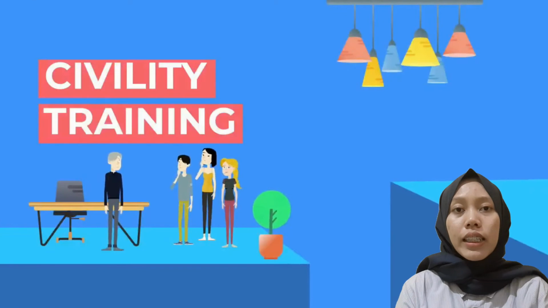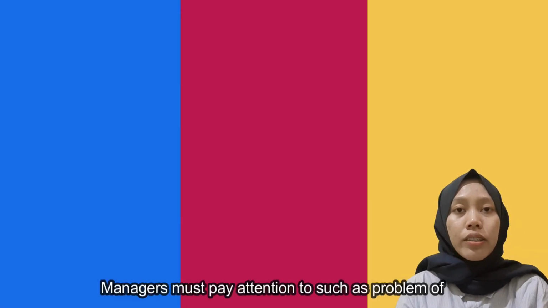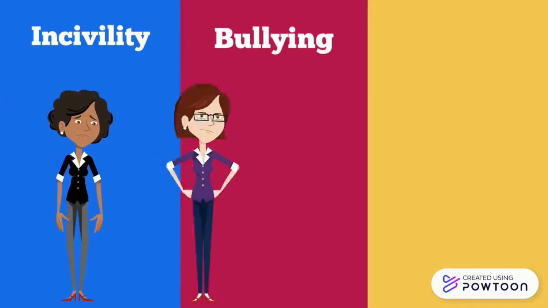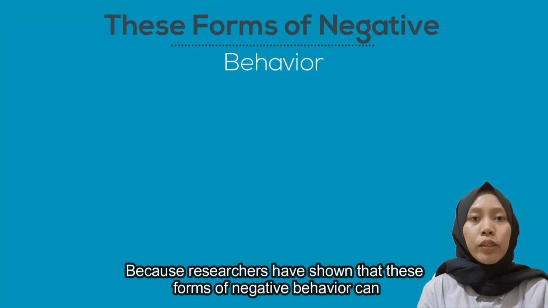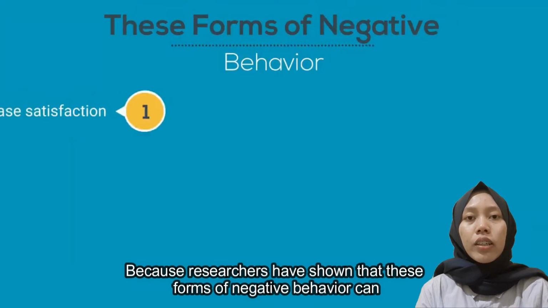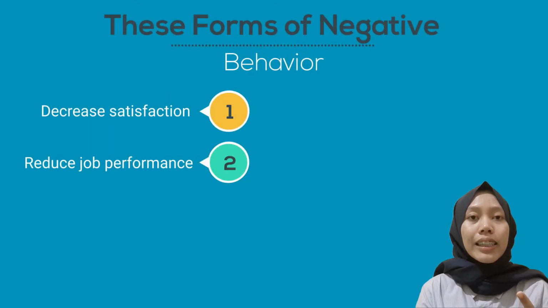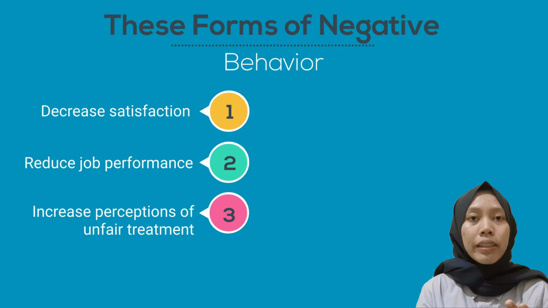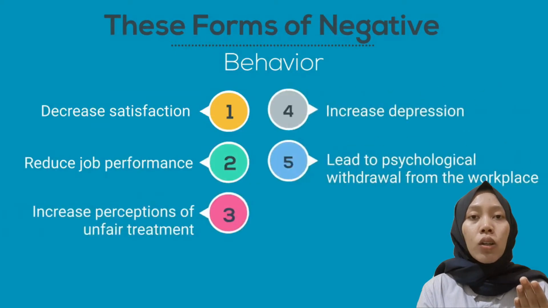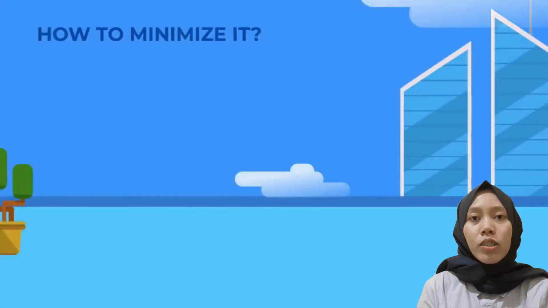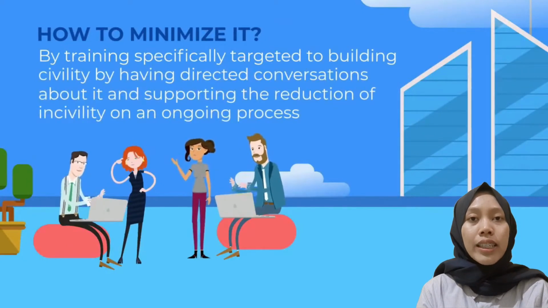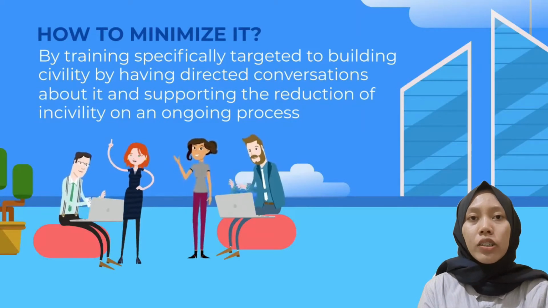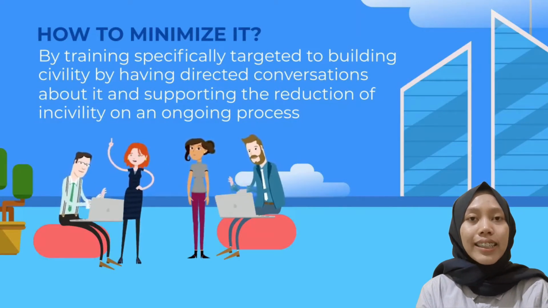And the fifth is civility training. Managers must pay attention to such problems as incivility, bullying, and abusive supervision in organizations, because researchers have shown that these forms of negative behavior can decrease satisfaction, reduce job performance, increase perceptions of unfair treatment, increase depression, and lead to psychological withdrawal from the workplace. So, how to minimize it? The answer is training specifically targeted to building civility, by having directed conversations about it and supporting the reduction of incivility as an ongoing process.